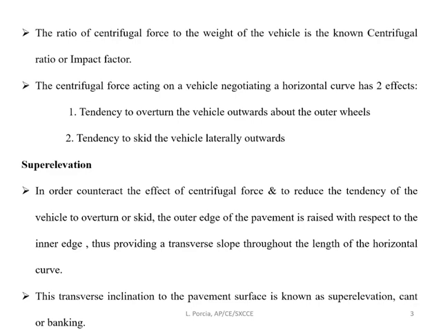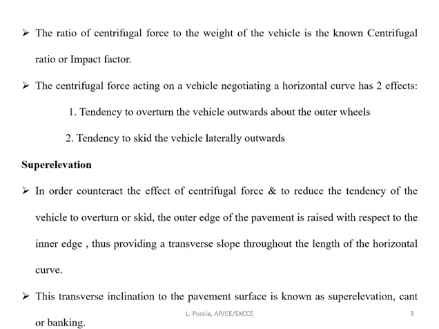The centrifugal force has two effects on a vehicle while the vehicle traverses along this horizontal curve. One is the tendency to overturn the vehicle outwards about the outer wheels, and the other is the tendency to skid the vehicle laterally outwards. We know the centrifugal force can pull the vehicle towards outside of the curve. So it has two effects on a vehicle while moving along a horizontal curve. One is to overturn the vehicle outwards, the other is to skid the vehicle laterally outwards.